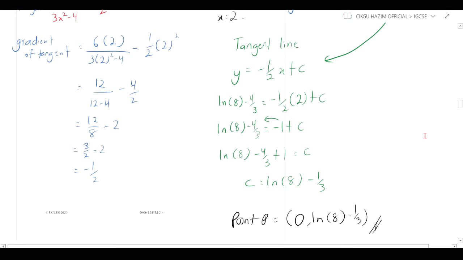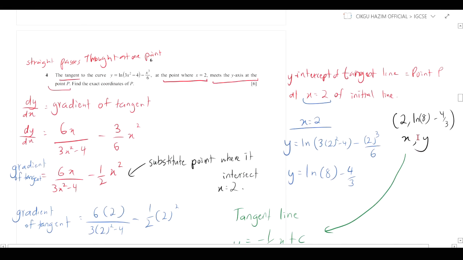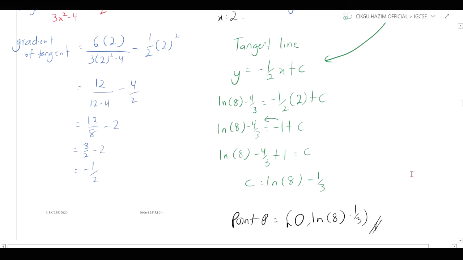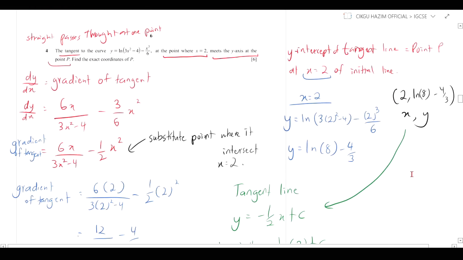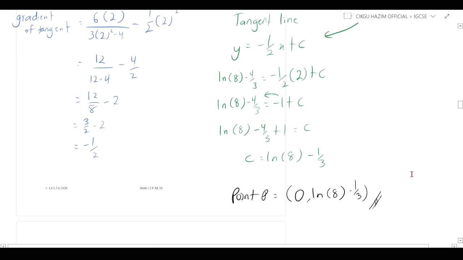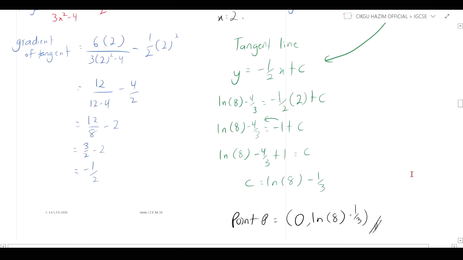It may look very confusing, but it is what it is. That's what makes Add Maths like that. I hope that you can understand. If you don't understand, try to rewind the video again and again. Or if you still don't understand, you can put something in the comment below. And that's how we do question number 4.